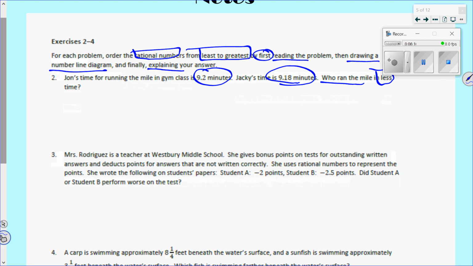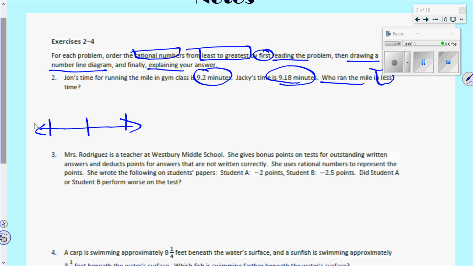Okay, so we have two people. John ran in 9.2 and 9.18 for Jackie. Because the directions say draw the number line, I'm actually going to do that first because, quite honestly, it is easier if you've got the number line to visually see where they are. A lot of students were questioning, how do I draw a number line when it's 2 decimals? Well, you just make your number line in decimals is the easy way to do it.